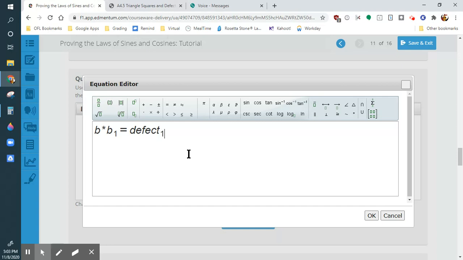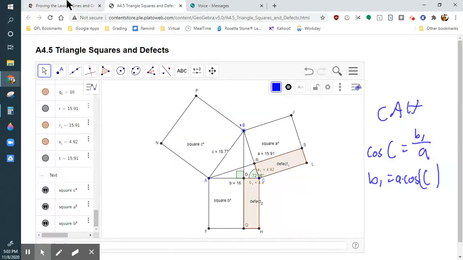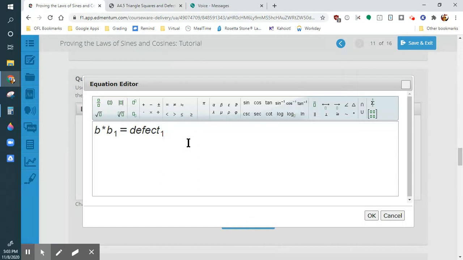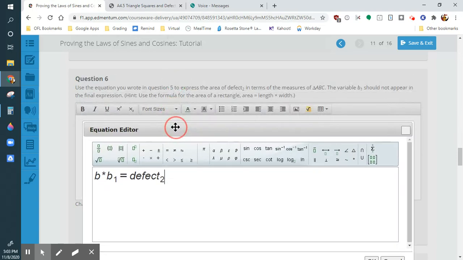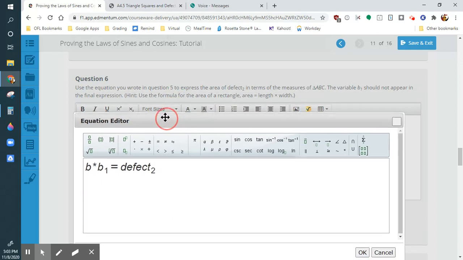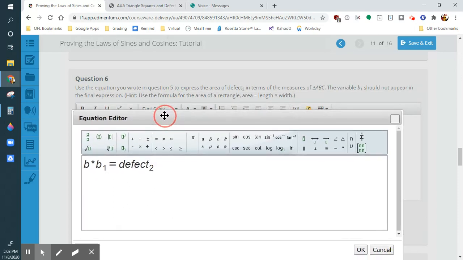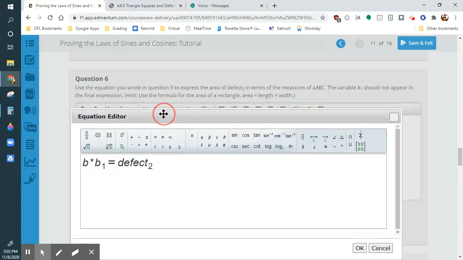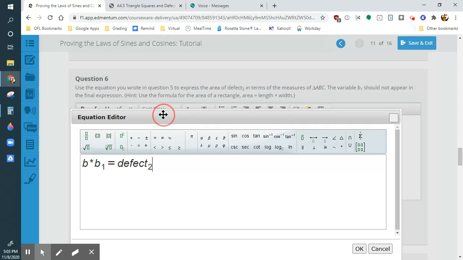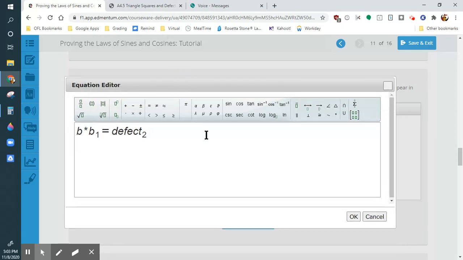Scroll down, B sub 1 equals defect area 1. Is it 1 or 2? I don't even know. It's 2. Oh my gosh. Defect area 2. All right. So the variable B1 should not appear in the expression until defect. Okay, so this is it, but we can't use that B1.